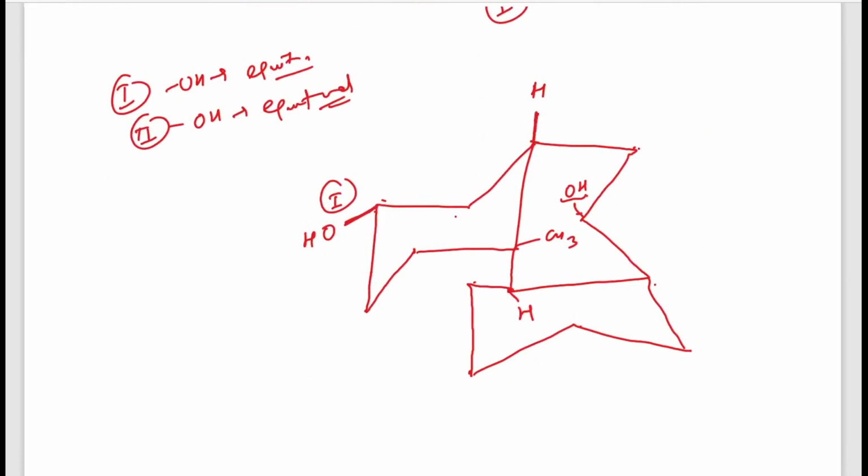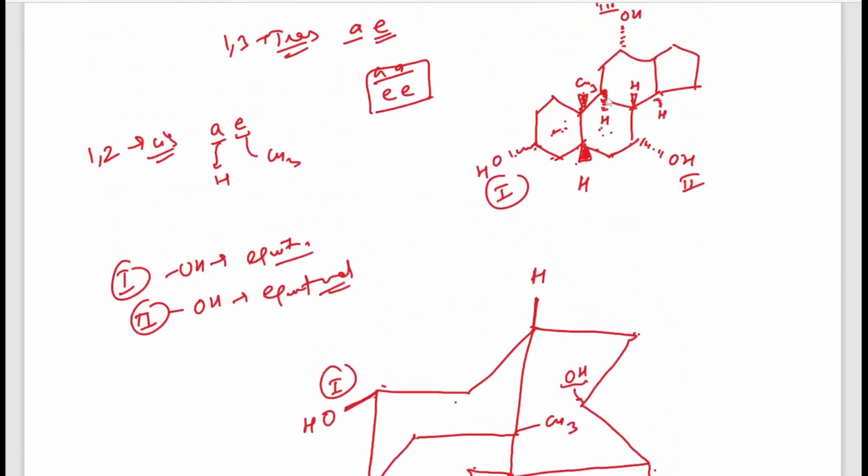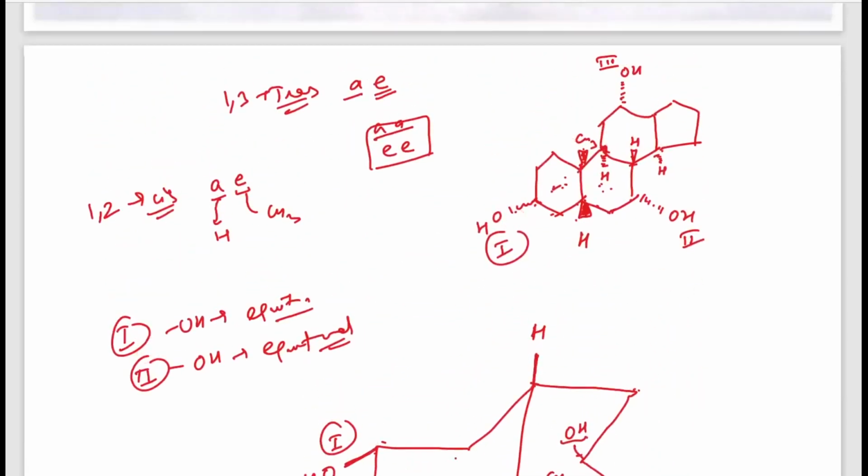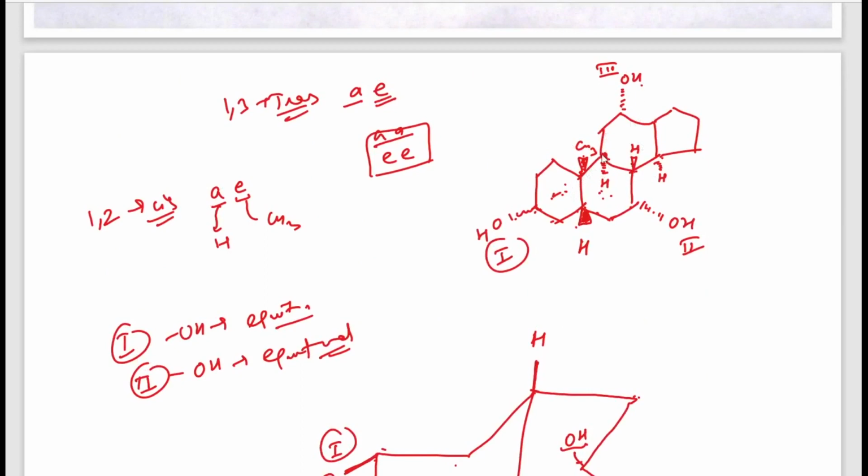Okay, and these two protons, these two hydrogens are trans to each other, and 1,2 trans meaning if one is at axial, other should be at equatorial. So if this hydrogen is at equatorial, this should be at axial. Clear? Now we will check the position of hydroxyl corresponding to this proton.